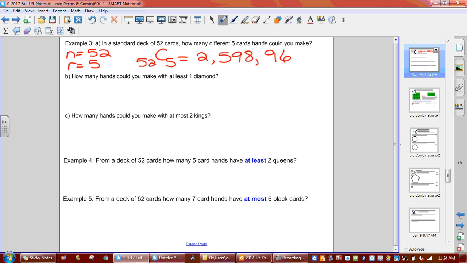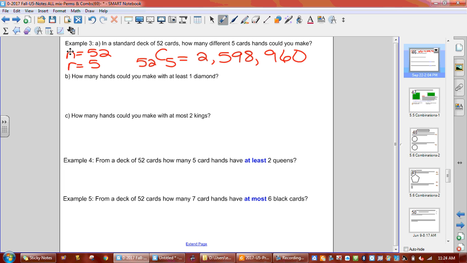So that's how many 5-card hands you can make just in general. So if we were doing a probability question, and we were talking about 5-card poker hands, that would be your total. That would be the bottom number. Okay? 5 cards out of 52. How many hands could you make with at least 1 diamond? That means a minimum of 1 diamond. Okay, that means one of the cards out of the 5, if not all of them, have to be diamonds.